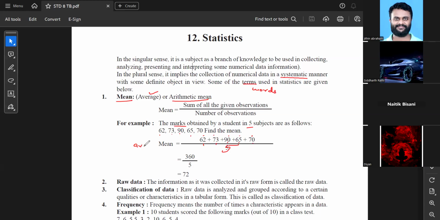So this is how you find the average. Average मतलब mean. Average and mean दोनों same होता है. So mean is equal to total value, that is 360 divided by 5, that gives you 72. So mean's value is 72. So this is how you calculate. So mean matlab average. Is this much clear for you guys?